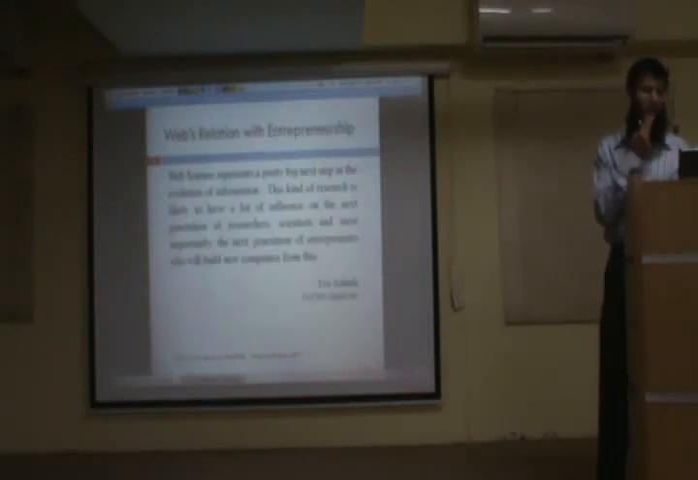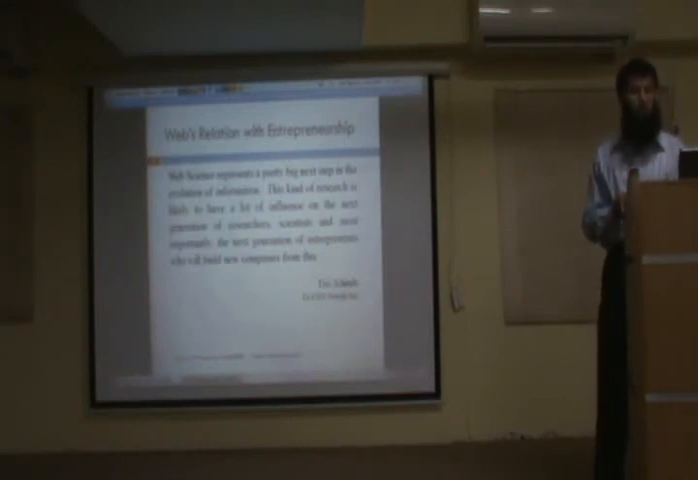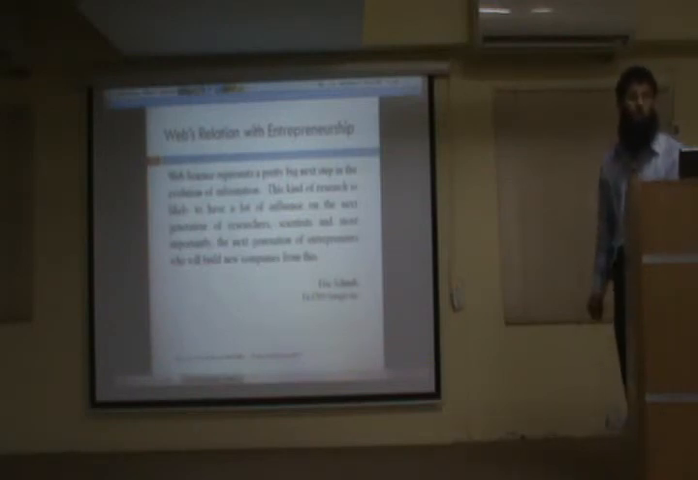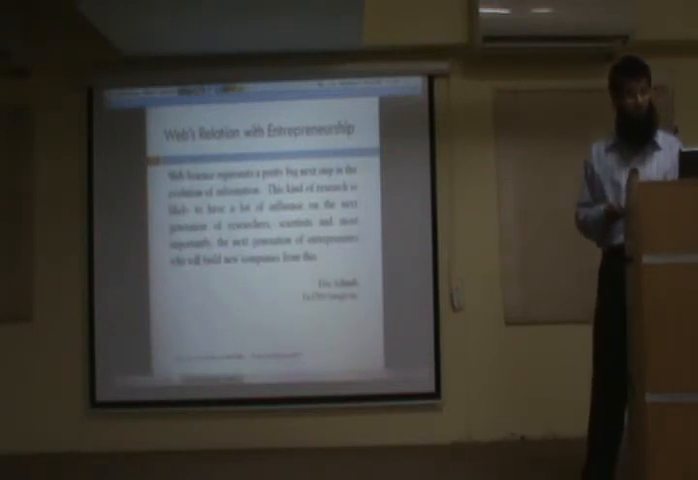So there is a relationship between web and entrepreneurship. This is what Eric Schmidt says, and I quote. Eric Schmidt was a CEO at Google, ex-CEO actually. He says, web science represents a pretty big next step in the evolution of information. This kind of research is likely to have a lot of influence on the next generation of researchers, scientists, and most importantly, the next generation of entrepreneurs who will build new companies from this.